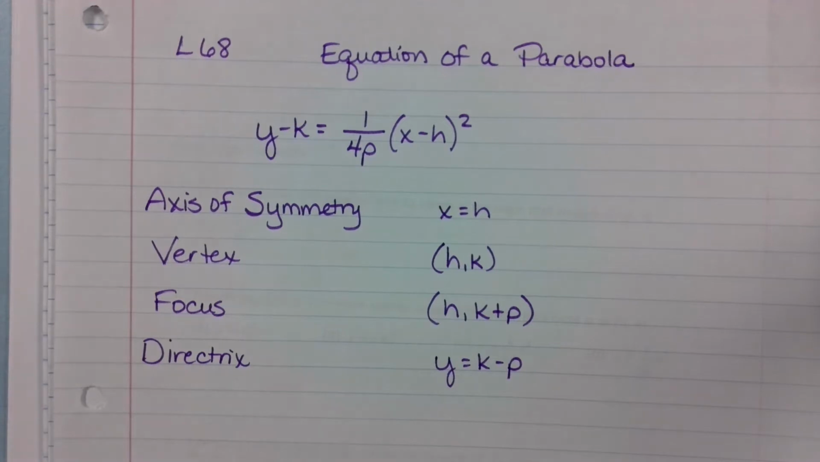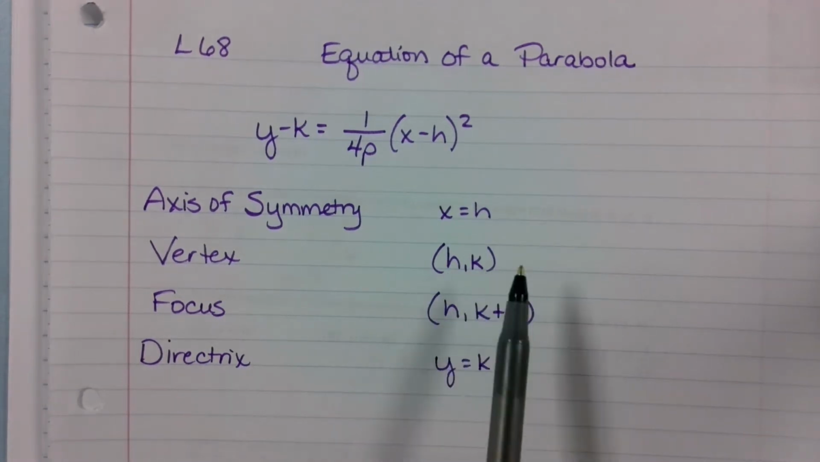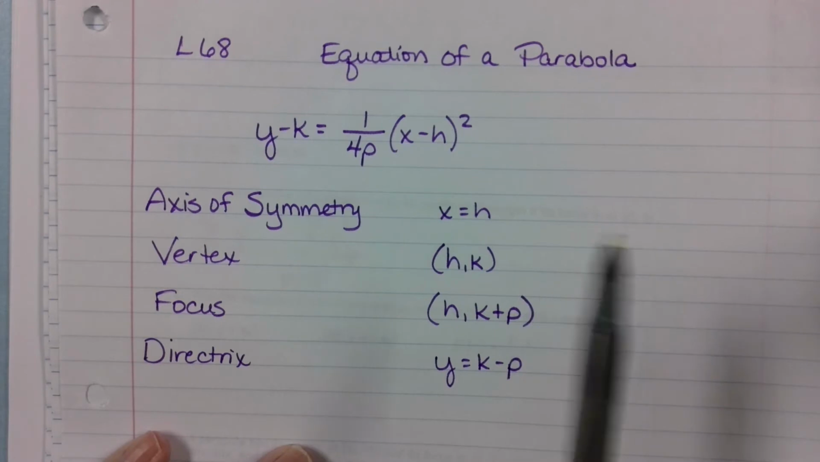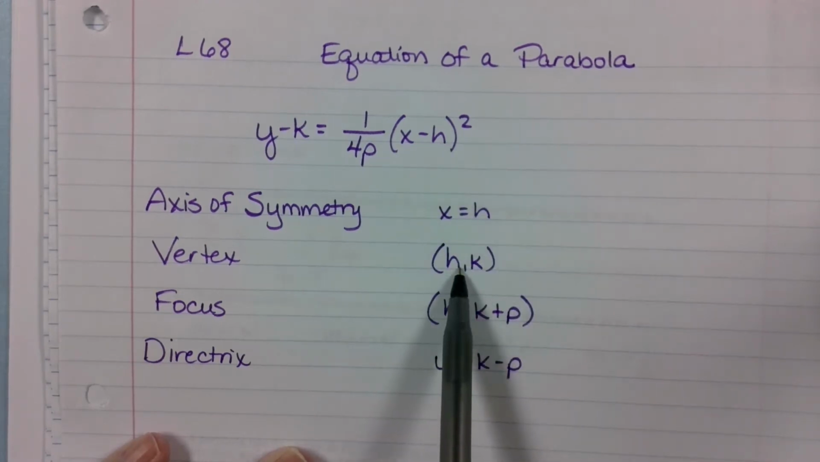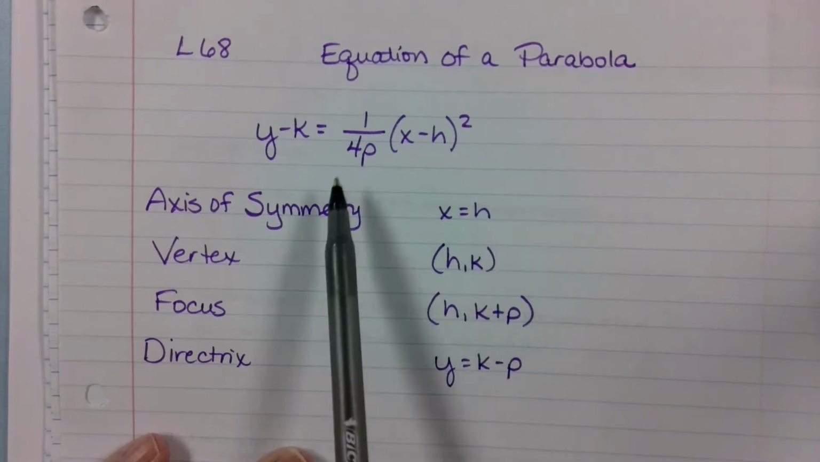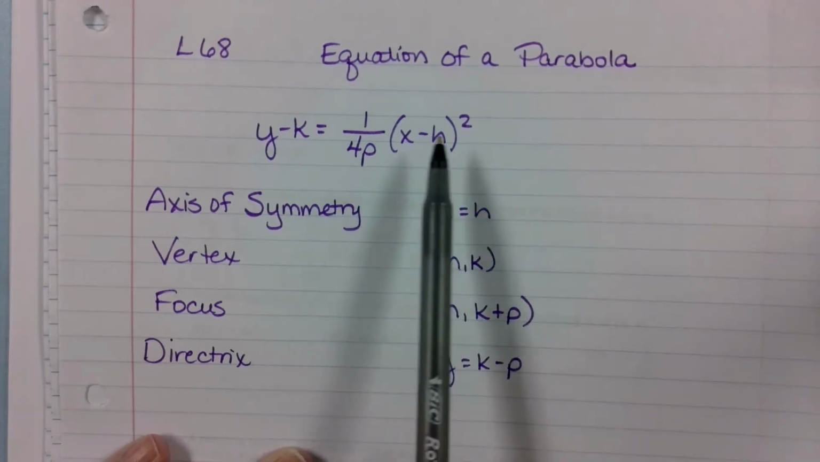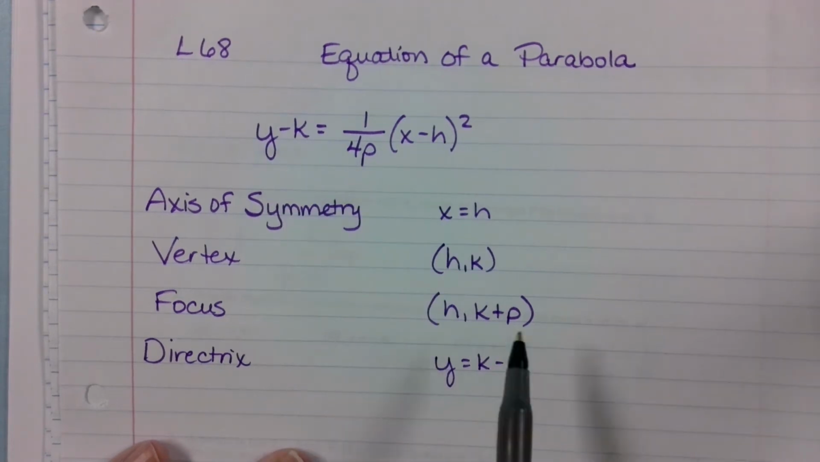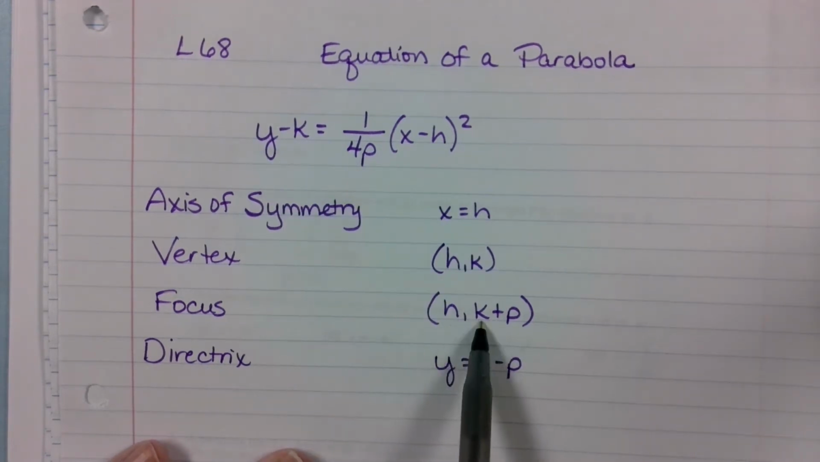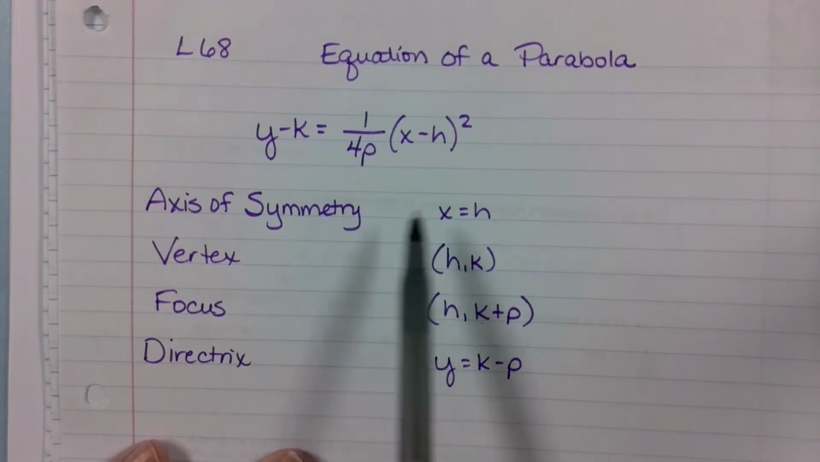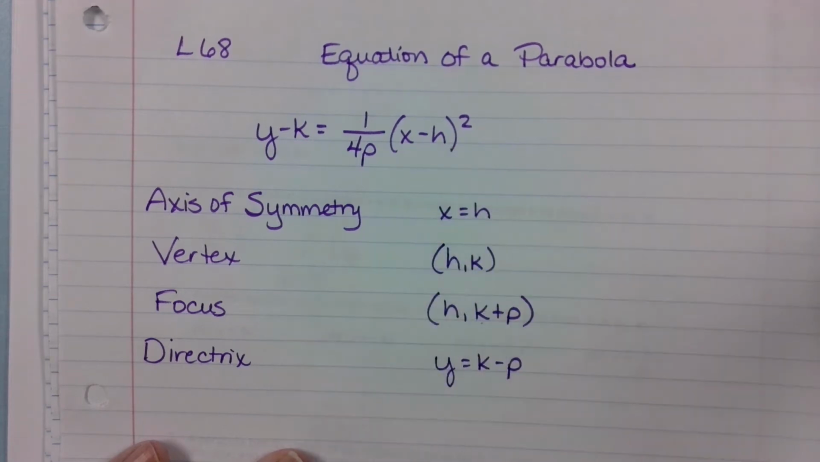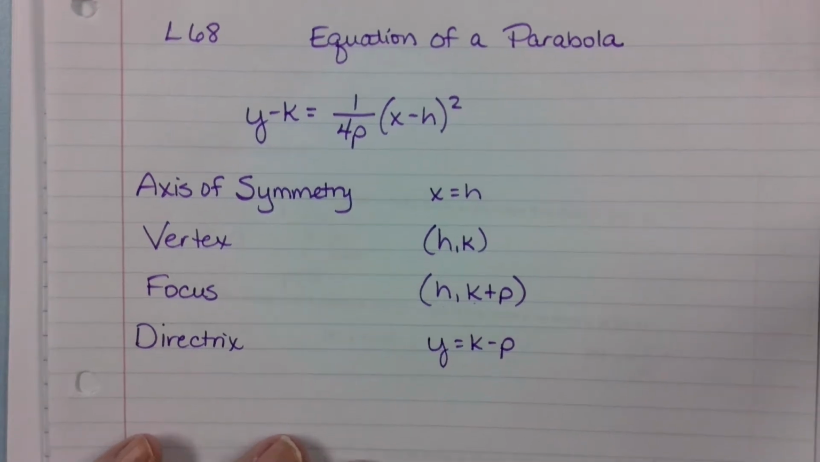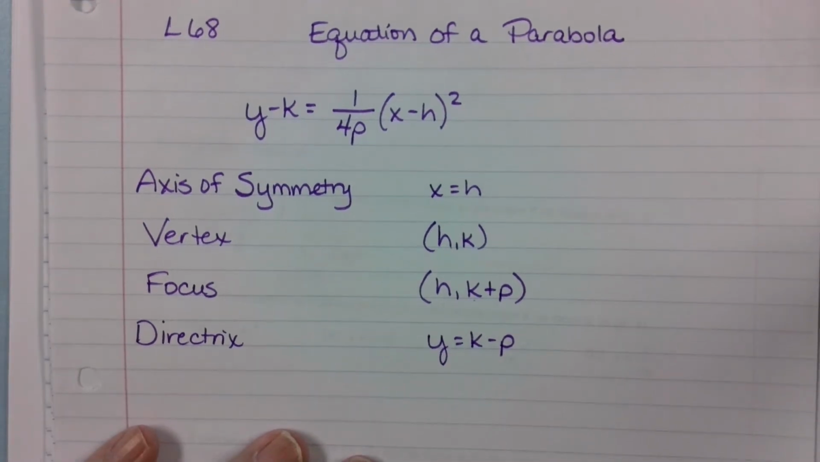And I've already explained that the vertex is HK. And that makes sense, just like in the equation of a circle, how you have x minus whatever the center is for the x coordinate and y minus whatever the y coordinate is. So it's like your HK. Your focus, again, is H and then K plus P. Your axis of symmetry is x equals H. So set that equal to 0 and solve, and you'll get the axis of symmetry. For your directrix, and we'll talk about what all that is, it's y equals K minus P.